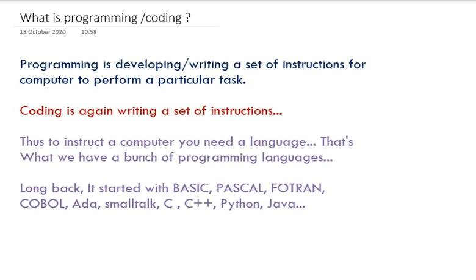In my opinion, this definition is not complete, since you are supposed to add one more word here. What is that? To perform a particular task automatically. We want it to happen automatically. That's why we write a set of instructions. So how can you make a process or a task automatic? You can do it by writing a set of instructions to the computer. Then the computer will start performing it automatically.